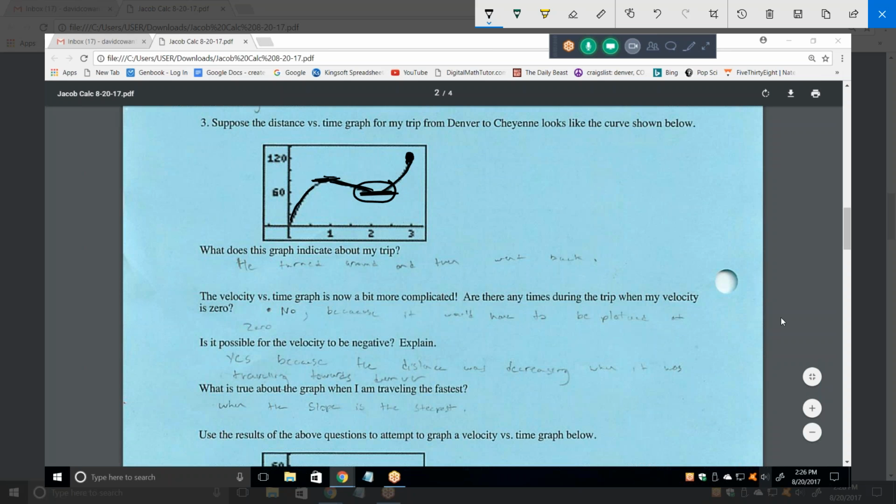Well, you can see pretty easily here that if I didn't back up for an hour and stop, I'd have gotten to Cheyenne in 2 hours, right? In other words, if I take this part of the curve and just go straight to there, I'm going to Cheyenne. I'm doing 120 miles in 2 hours.